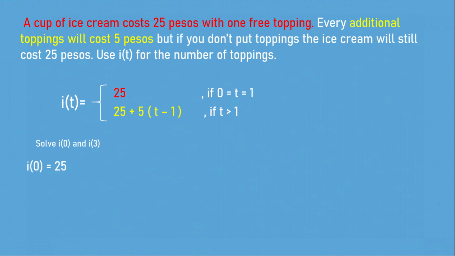Now, let's answer I3. In this, we will use the second condition because 3 is greater than 1. When solving it, it is just like in the example 1. After you solve it, the answer you will get is 35. So in real life, ice cream with 3 toppings will cost 35 pesos.